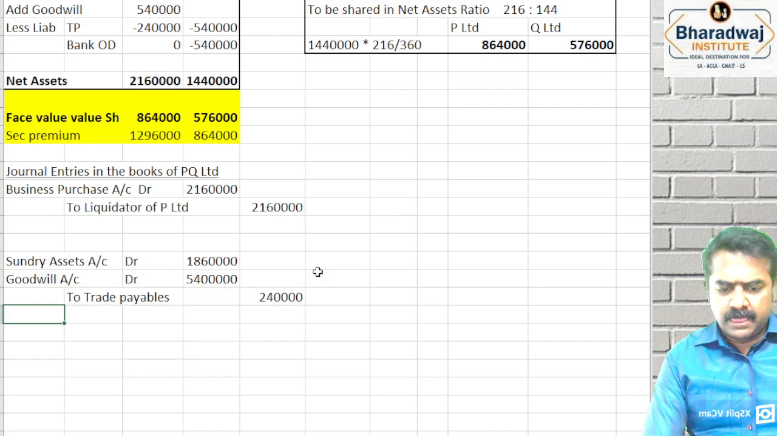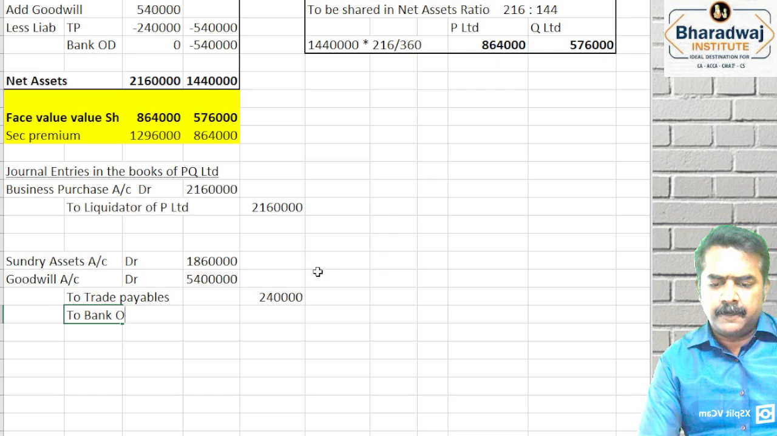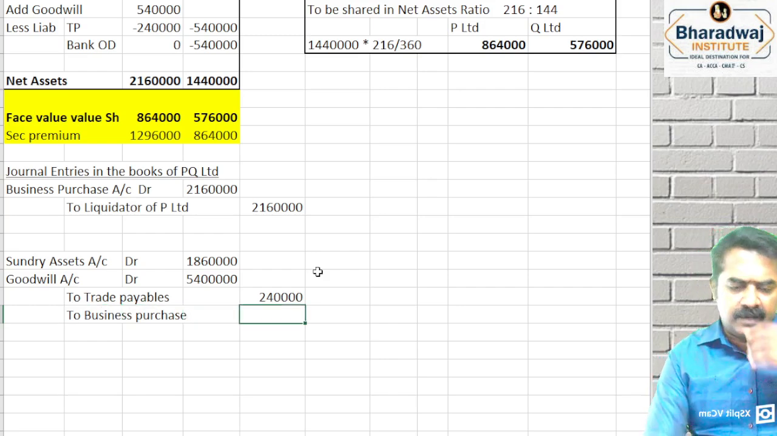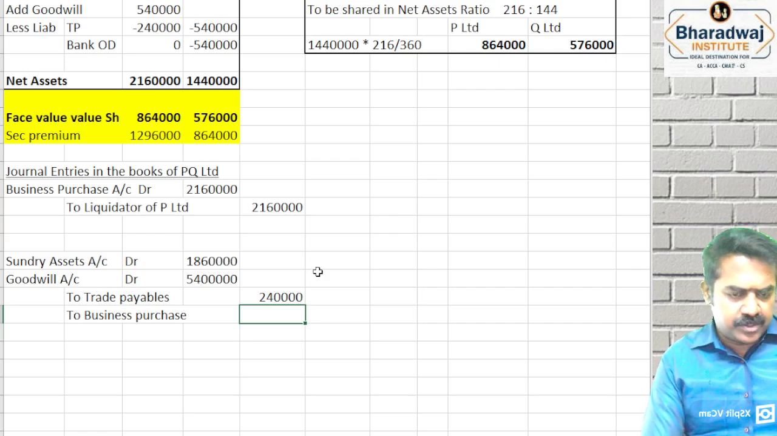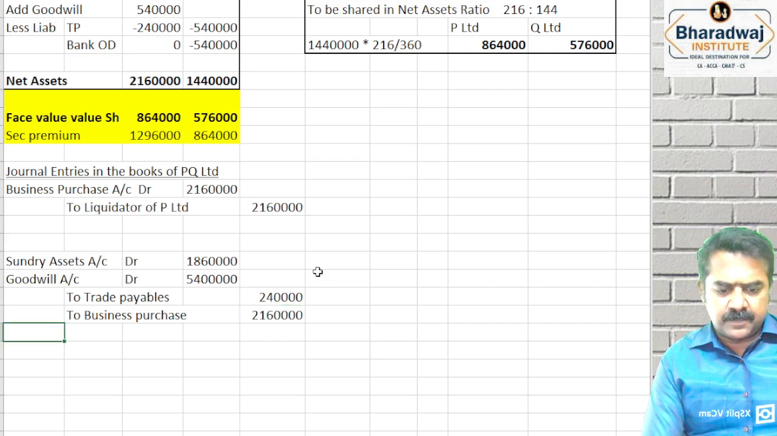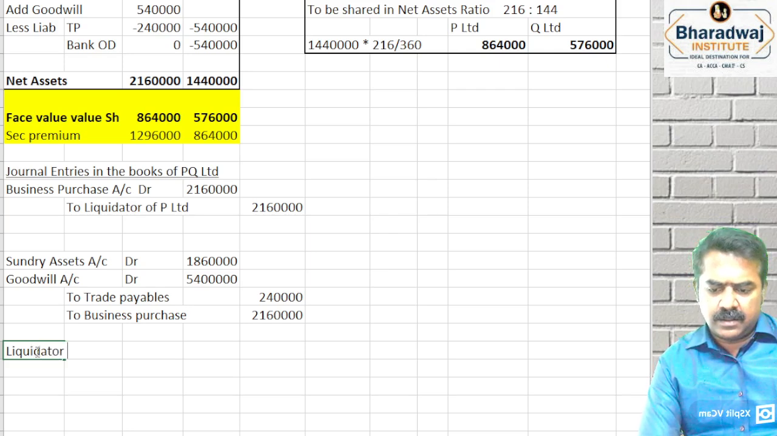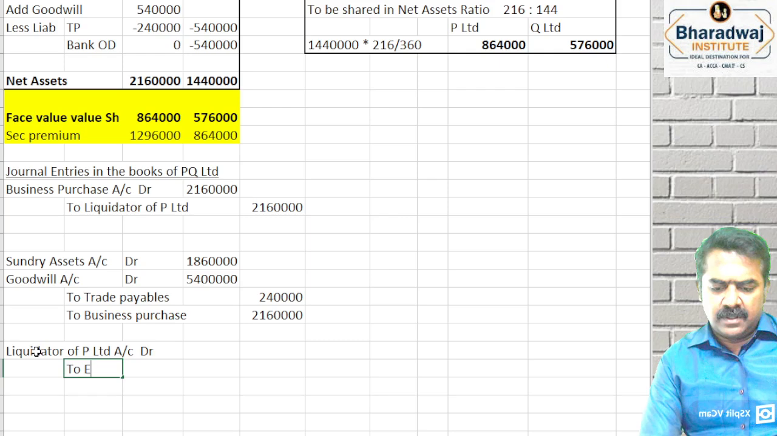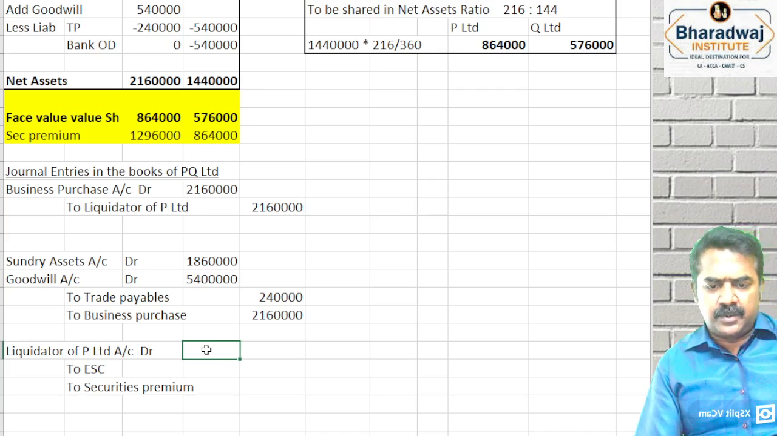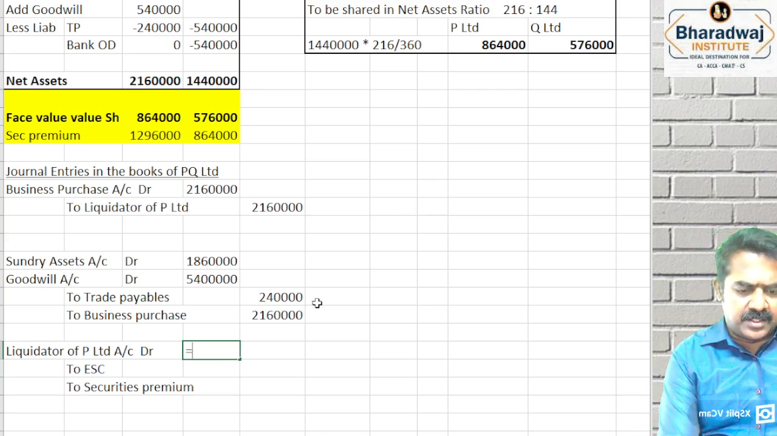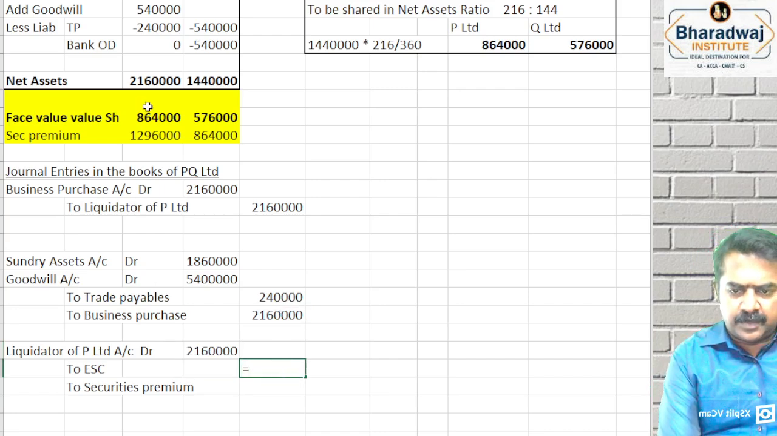2,40,000. The bank OD is not there. To business purchase. The entry will tally. How much? 21,60,000. Then we pay the money. Liquidator of P Limited account debit. To what do we give? Equity share capital and securities premium. We have to pay 21,60,000. To equity share capital is how much?